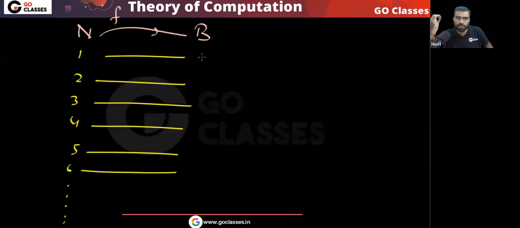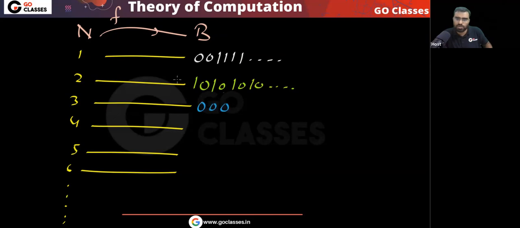Let's assume 1 is mapping to 0, 0, 1, 1, 1, 1, and so on. Let's assume 2 is mapping to 1, 0, 1, 0, 1, 0, 1, 0, and so on. Let's assume 3 is mapping to 0, 0, 0, and so on. Let's assume 4 is mapping to, and so on.